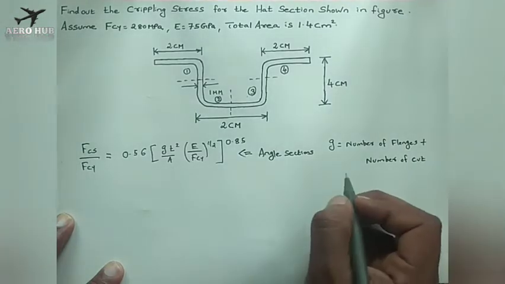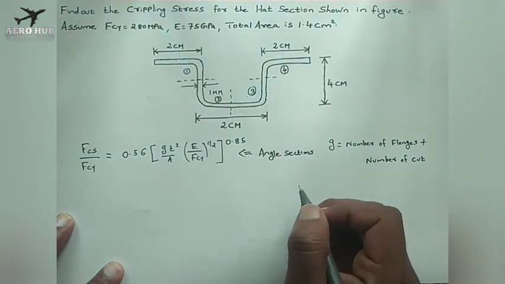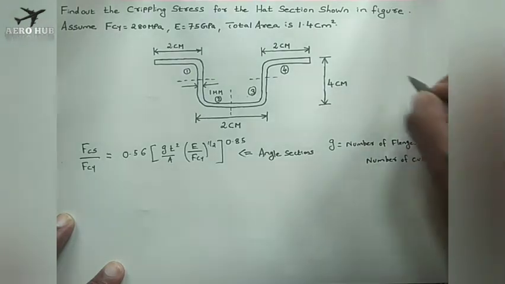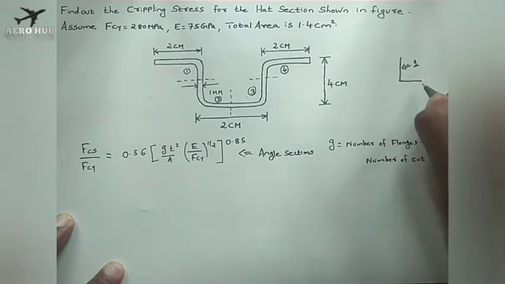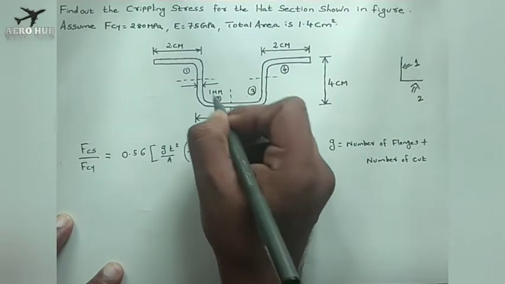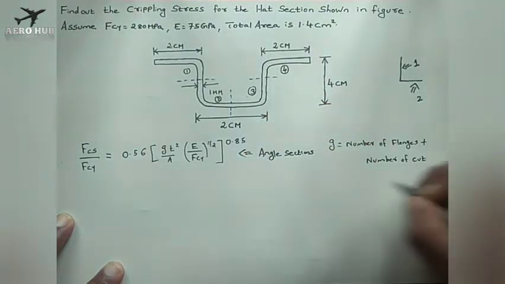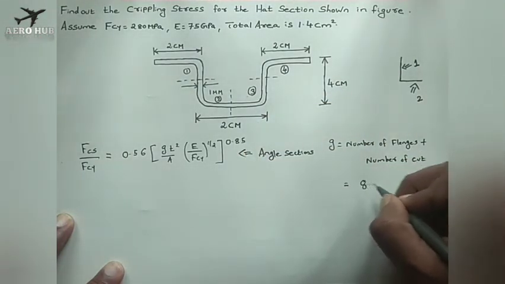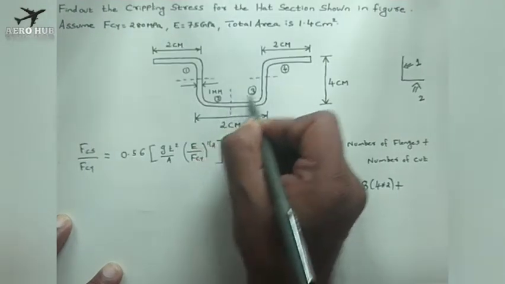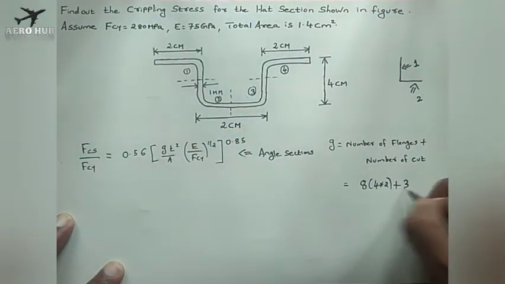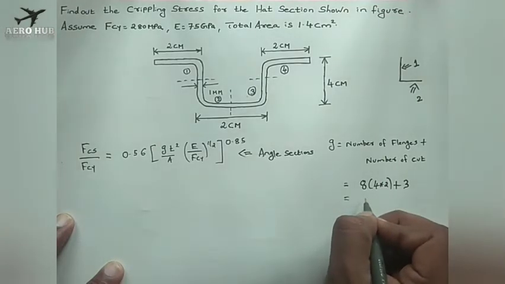So we have 4 angle sections, and each angle section has 2 flanges. This is an angle section, you can see, and for each angle section we have 2 flanges. This is flange 1 and this one is flange number 2. In this case we have 4 angle sections, so the total number of flanges will be 8, that is 4 angles into 2 flanges, plus the number of cuts. This is the first cut, the second cut and the third cut, so it will be 3, and the value of G will be equal to 8 plus 3, that is 11.